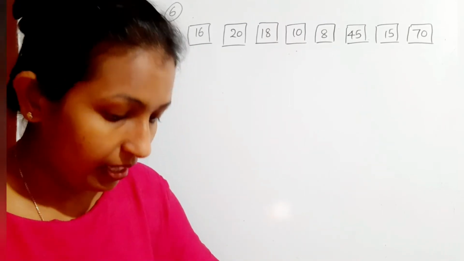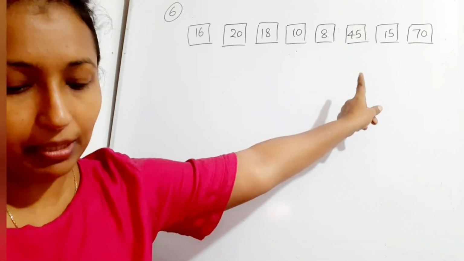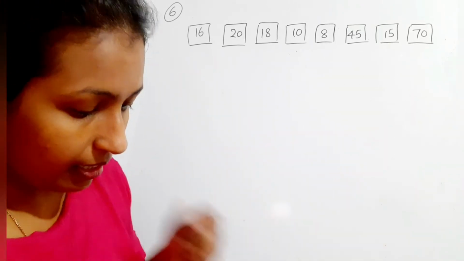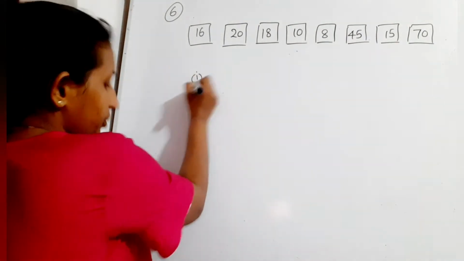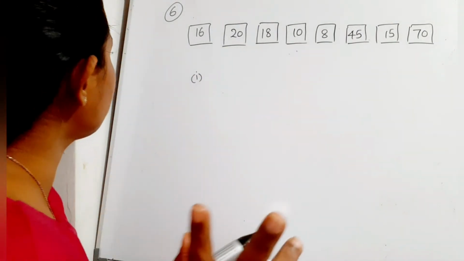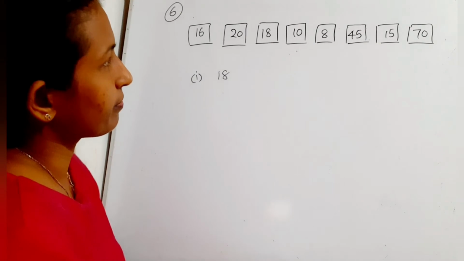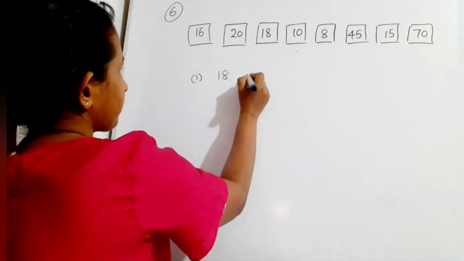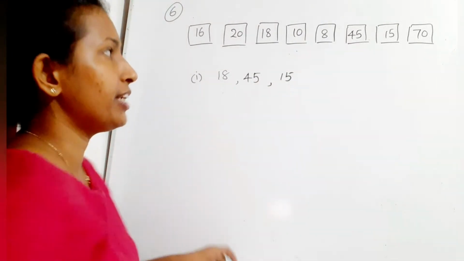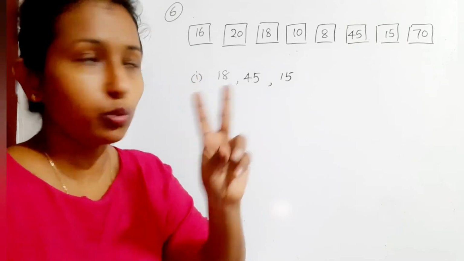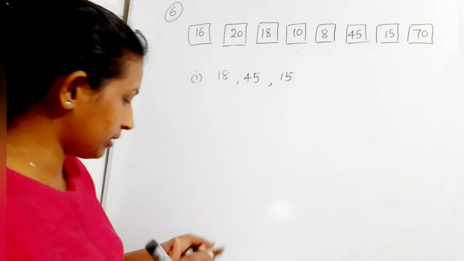Question number 6. Answer the following questions by using the given number cards. You are given number cards. First part, write down 2 multiples of 3. What are the multiples of 3 here? 18, 45 and 15. You need not write 3. You have to write only 2. Out of the given answers, you can write only 2 answers. Then you will be given 2 marks for that part.